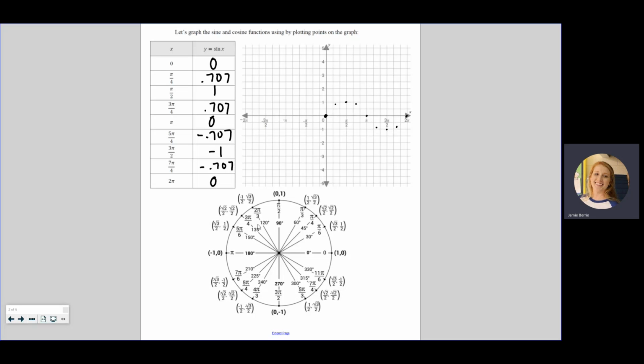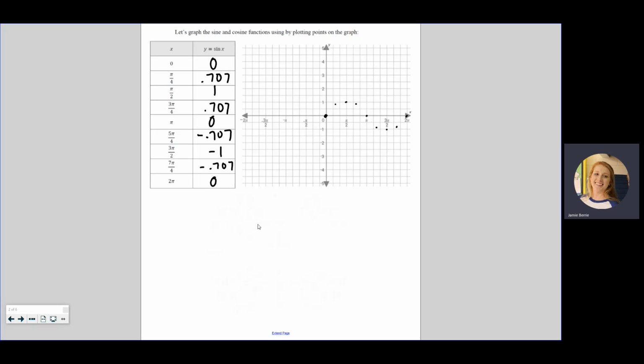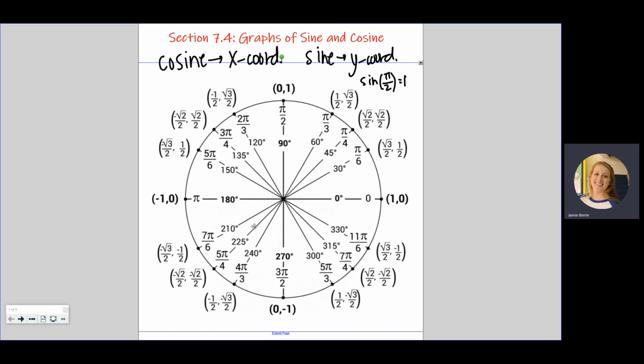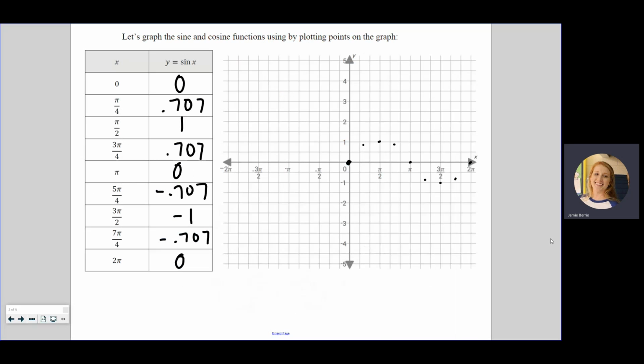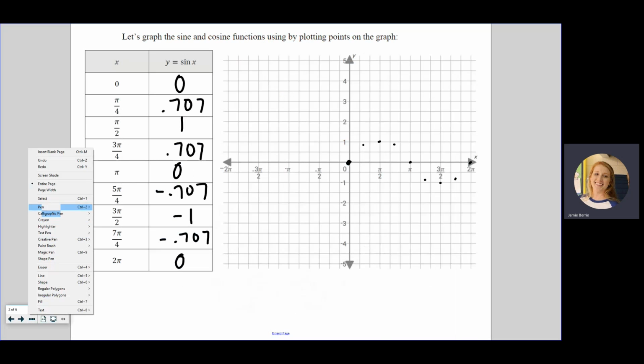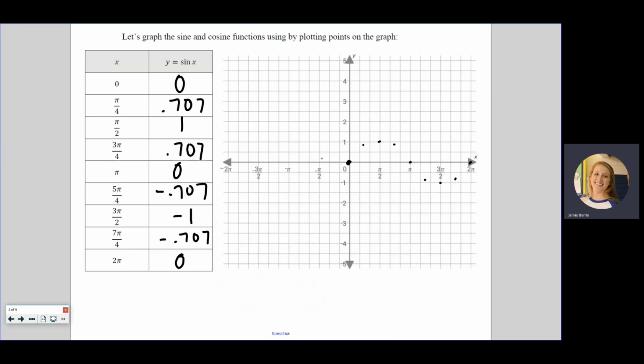I'm going to try my best to draw a good graph here. Let me try to make this as big as possible. Then I'm going to connect my dots. I'll just use a highlighter, which is a little more forgiving. All right, so there's my graph of sine. Not perfect. Let me see if I can get it a little bit better. It still doesn't look very good, but I think you can see the general shape of the graph.